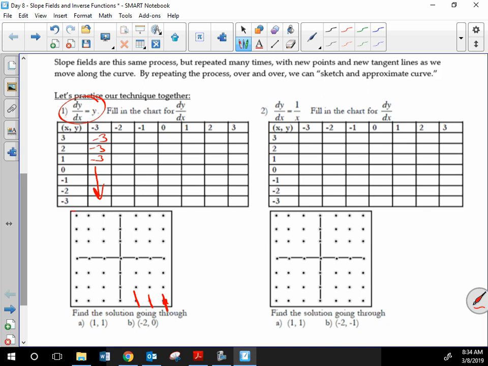Yeah, it's just our y value. So if my y value is negative 3, then it's going to be negative 3 for all of these. All right, let's go ahead and put in our negative 3s. Then we're just going to continue this process for each of these points. Let's do our next one.